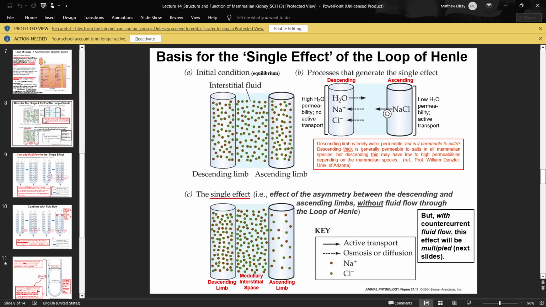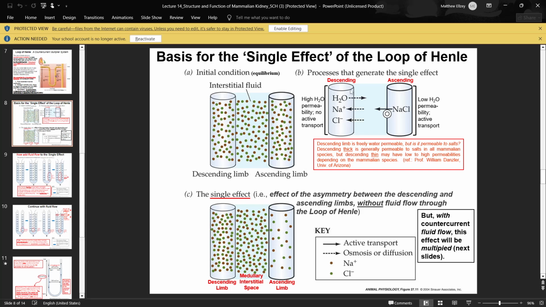Right, so the single effect of the loop of Henle. As we can see here, in the initial conditions, we have the descending and ascending limbs and the interstitial fluid in osmotic equilibrium. The single effect is the effect of the asymmetry between the descending and ascending limbs without fluid flow through the loop of Henle.